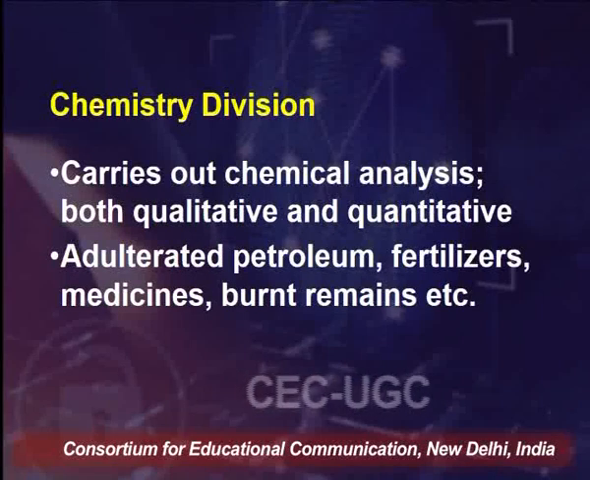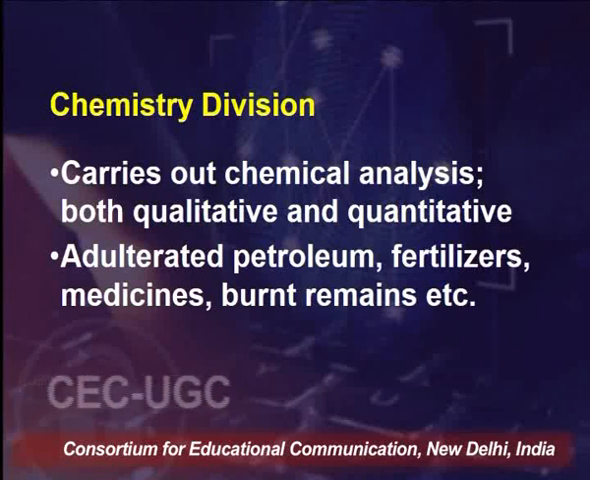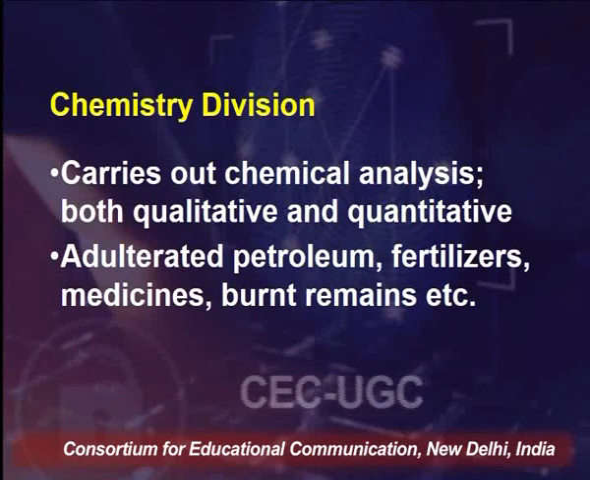Then we have the chemistry division. The chemistry division carries out various chemical analyses, both qualitative and quantitative. Here also we go for various preliminary tests and confirmatory tests. Here we can identify adulterated petroleum, fertilizers, medicines, burnt remains, etc. In some cases, if we have toxic substances, some labs have chemistry and toxicology divisions together, and some labs have them separately. So depending on that, if a toxic substance is received, it can go to chemistry and toxicology or to the toxicology division separately.